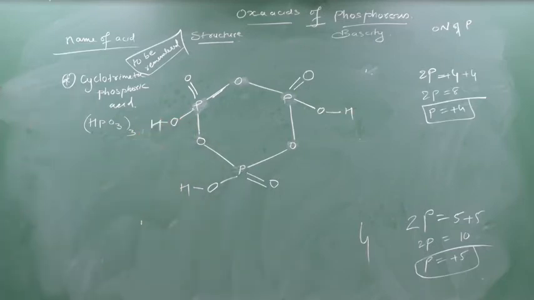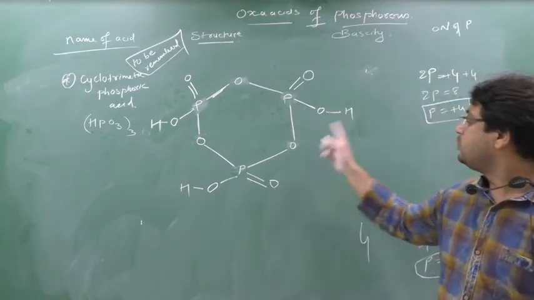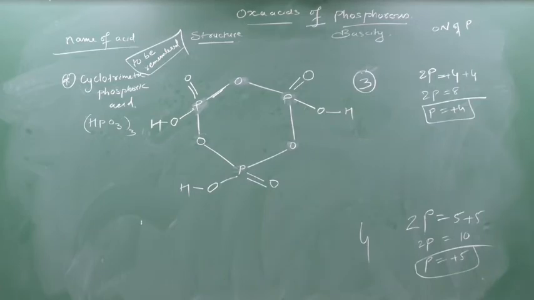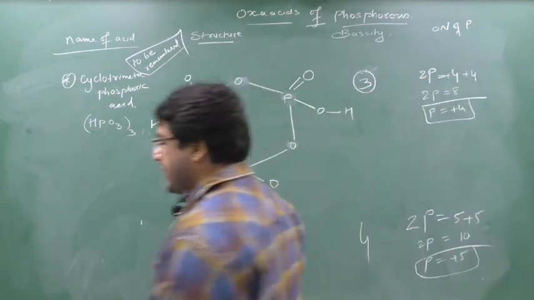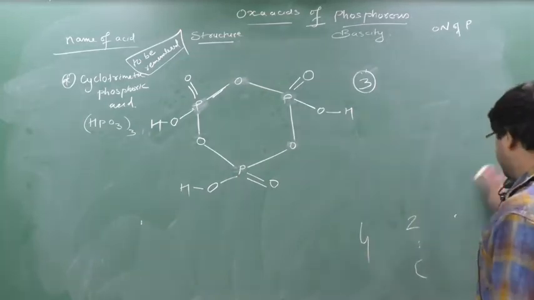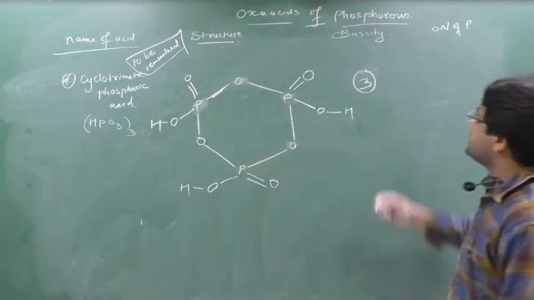Please remember this. Okay. Now see here. How many hydrogen do I have? 3. So 1, 2, 3. So basicity is also 3, because the number of hydrogen associated with oxygen is your basicity. Clear? So here 3 is the basicity.